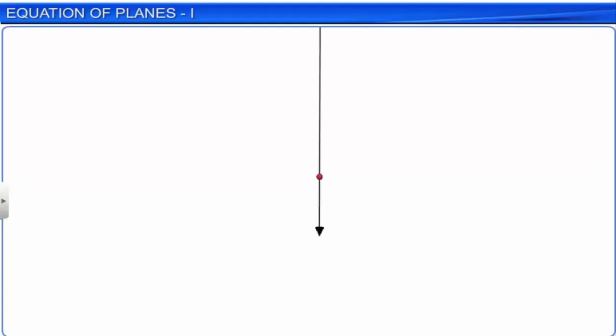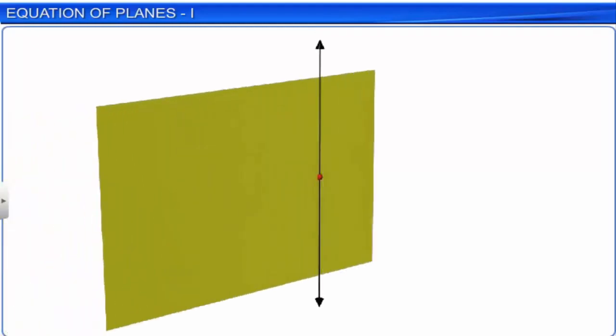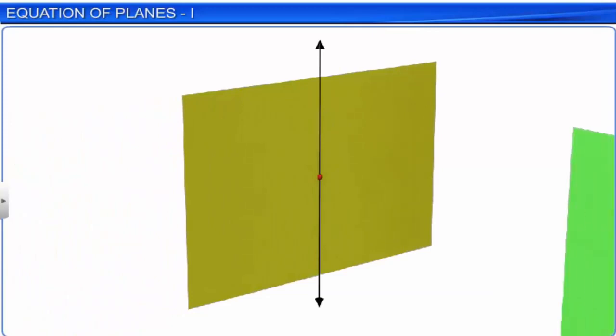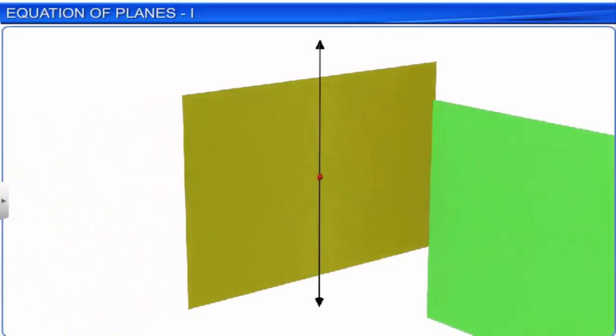In space, it is possible to have an infinite number of planes passing through a given point or a line. We can determine a unique plane in space under certain conditions. These conditions give us different forms of the equation of a plane. Let us see what these conditions are.